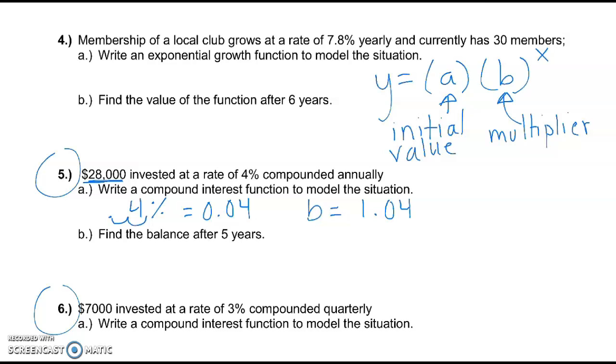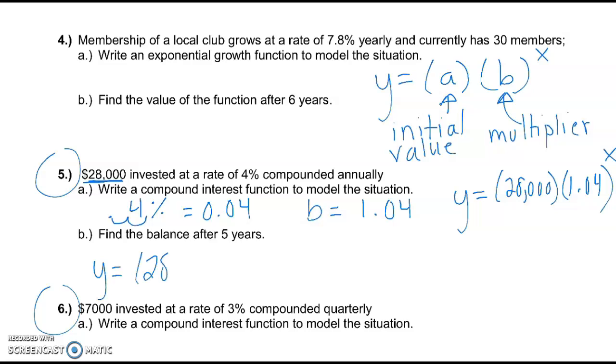So if I'm writing my equation, my original amount is 28,000, and then my multiplier is 1.04. Remember, anytime we have exponential growth, our multiplier is a number bigger than 1. Anytime we have exponential decay, our multiplier is going to be between 0 and 1. We'll see an example of that in a little bit. Now that we have our equation, we are going to find the balance in this account after 5 years. So we take our equation and substitute 5 in for x.